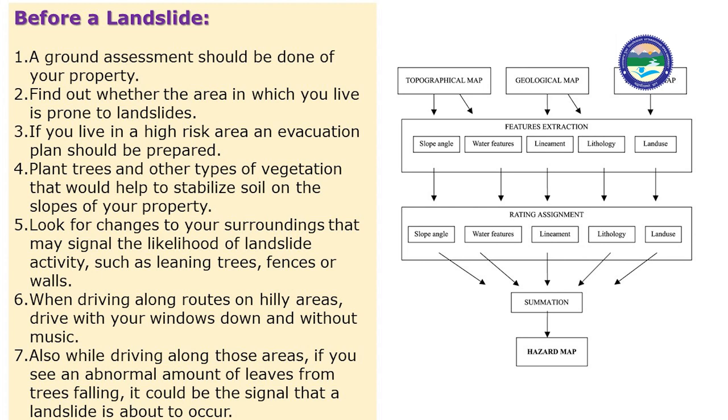Another thing is to look for changes in your surroundings that may signal the likelihood of landslide activity. Very important are tilted trees, tilted fences, tilted walls, or swelling of the slopes. If you see these factors, you will be able to learn how risky the area is. If it is an old landslide area and the slope is not stabilized, you will see the trees are tilted, they are not vertical. The fences are not straight, they are tilted or twisted. And on the walls, you will see cracks, there is swelling in the walls, and in some places the walls have fallen down.